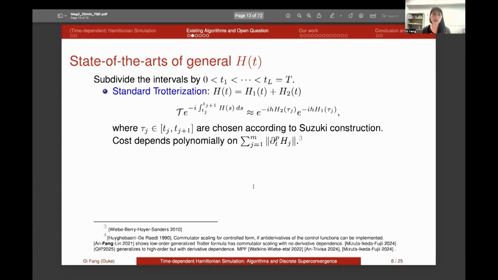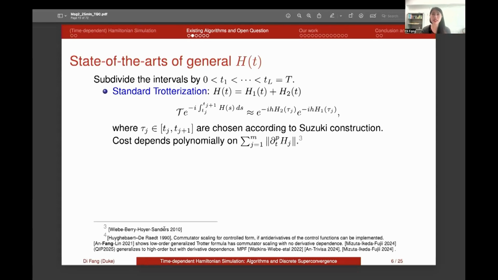Now let's look at the general time-dependent Hamiltonian. You may wonder, is there also a Trotterization? Of course there is. Instead of evolving H1, H2, now we are going to pick a specific time to evolve them. This is the so-called standard Trotterization. Due to this very celebrated work, one knows that this standard Trotterization actually has a cost that is polynomially dependent on the derivatives. So the higher the oscillation is, the more cost, severely more cost, you need to pay.